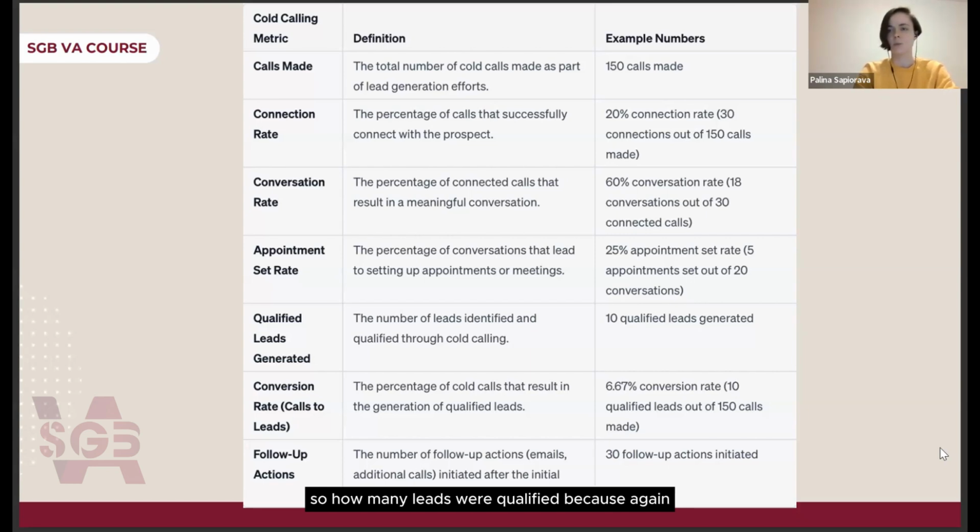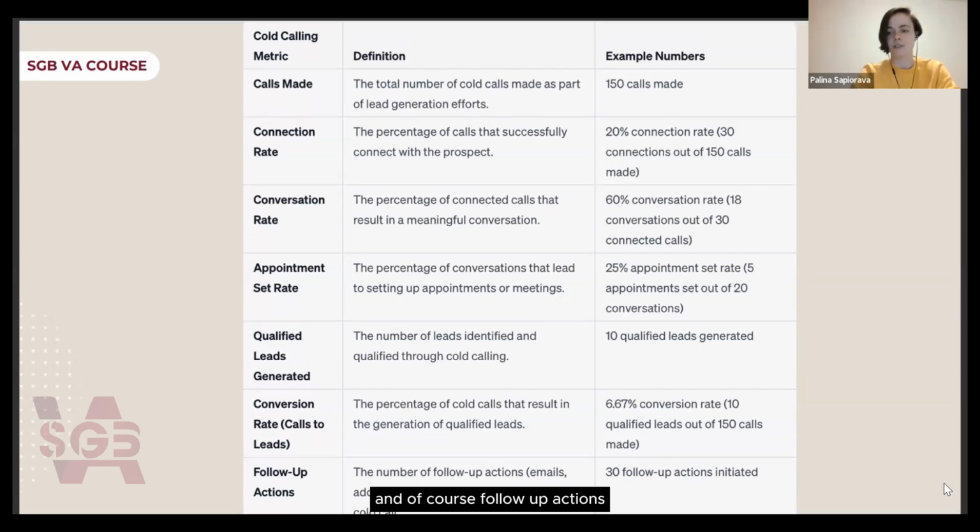So how many leads were qualified? Because again, with a long list of cold calling prospects, it's not always easy to tell who is really qualified, for example, with their budget, probably with their decision-making abilities, and so on. And of course, conversion rate. So how many cold calls resulted in the generation of a qualified lead? And of course, follow-up actions. So how many follow-up calls you made, and so on.